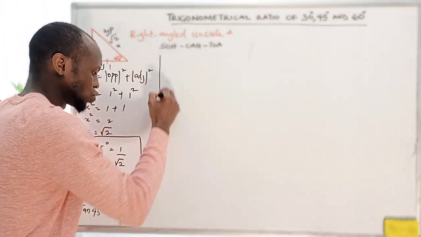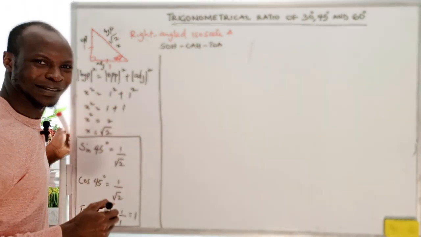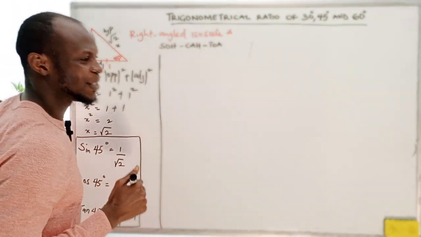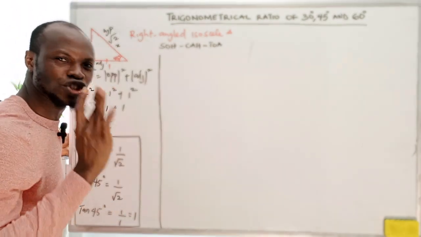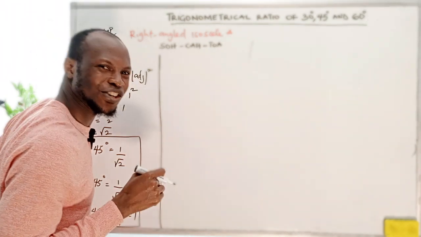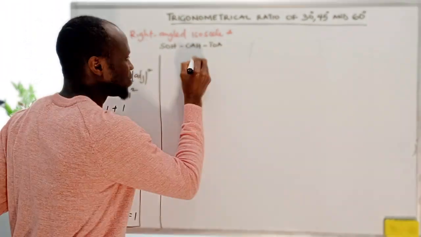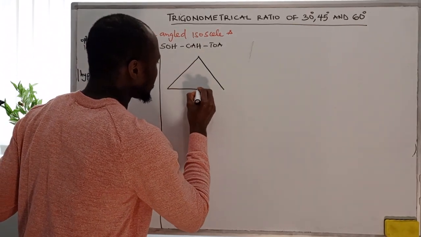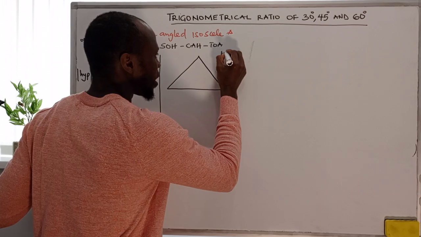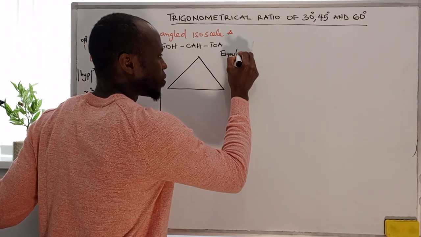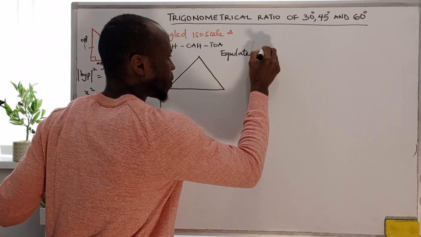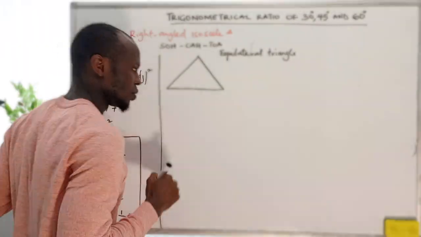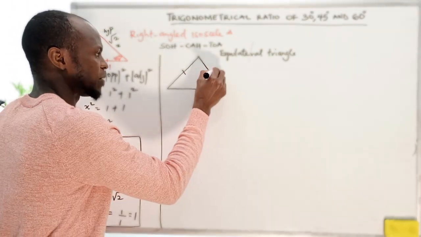All right. Let's go to angle 30 degree and 60 degree. Now, trigonometrical ratio for angle 60 degree and 30 degree is derived from a triangle known as equilateral triangle. All right, it's derived from what we call equilateral triangle. Somebody said I should write it. Equilateral triangle, from the word equal. So that shows that the three sides are equal.